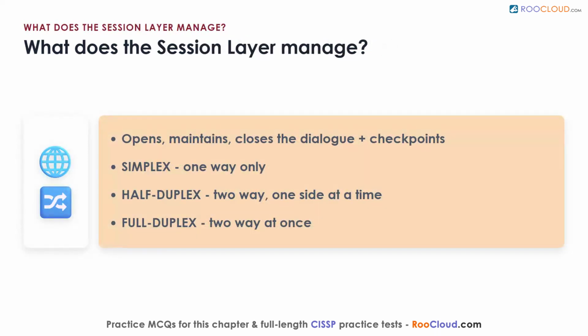What does the session layer manage? It is the conversation coordinator. It opens, maintains, and closes the dialogue between two machines, sets checkpoints so a broken exchange can resume, and decides the direction of flow. That direction comes in three modes. Simplex is one-way only. Half-duplex is two-way, but only one side at a time. Full duplex is two-way at once. And again, on Internet Protocol networks, there is no distinct session layer. Those duties get handled by the transport protocol, or not at all.